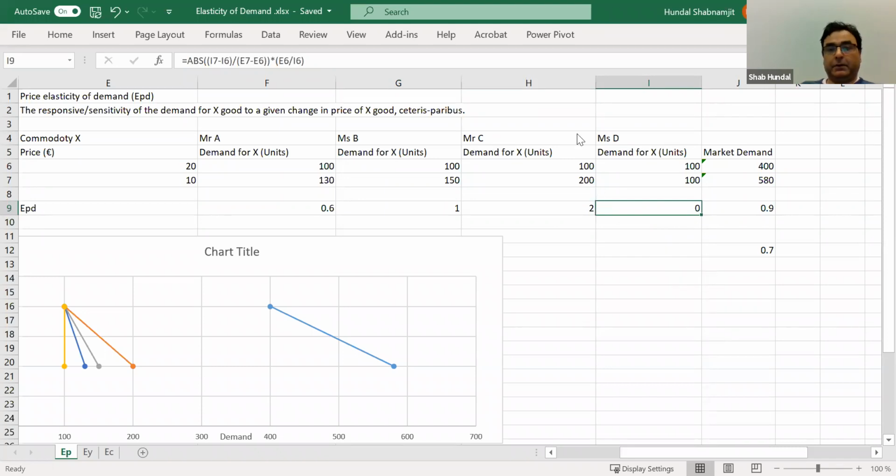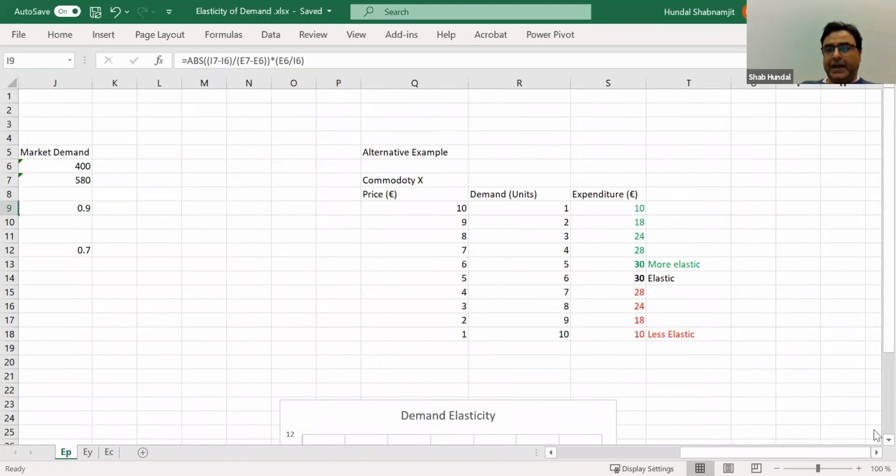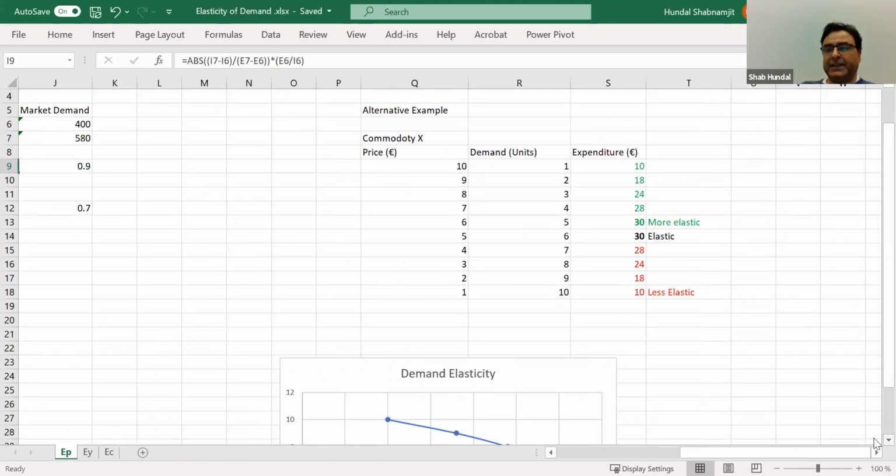Okay, all right, got it. Very quickly, I have something else for you also. I have another way of measuring the elasticity of demand.